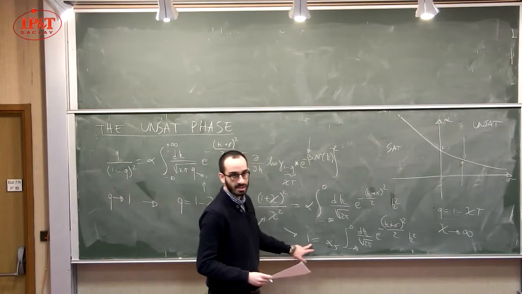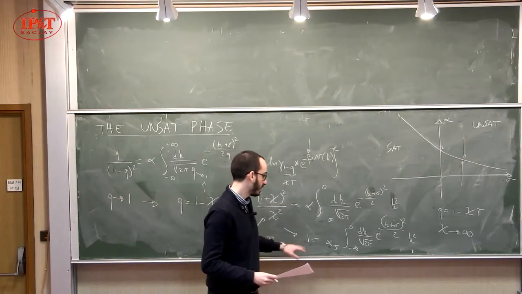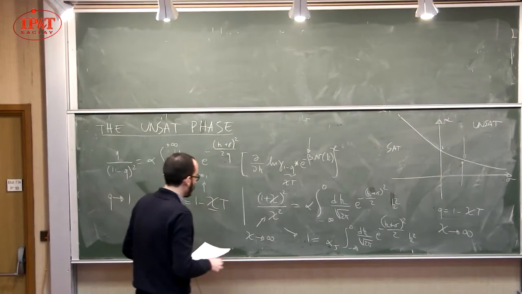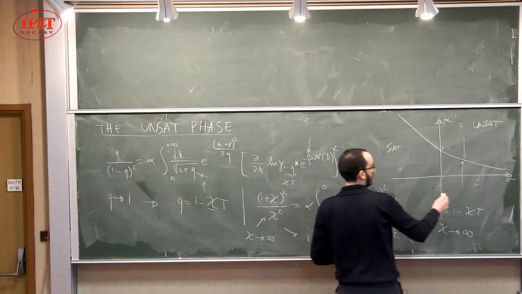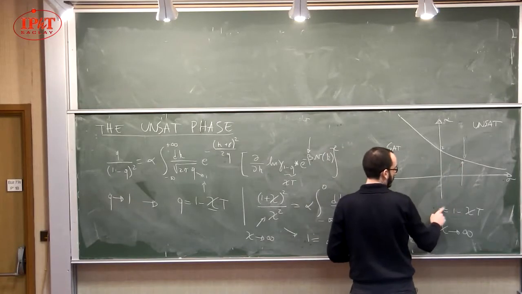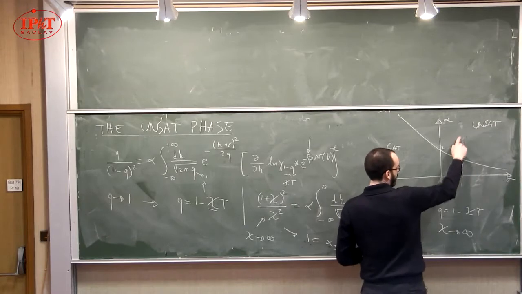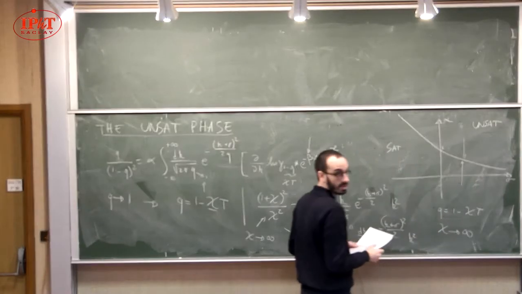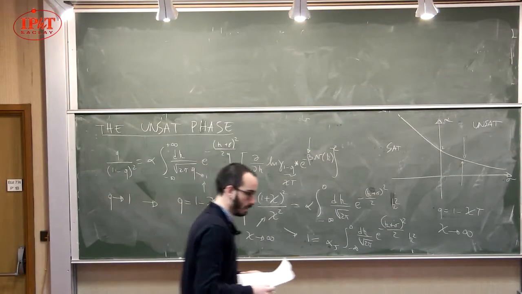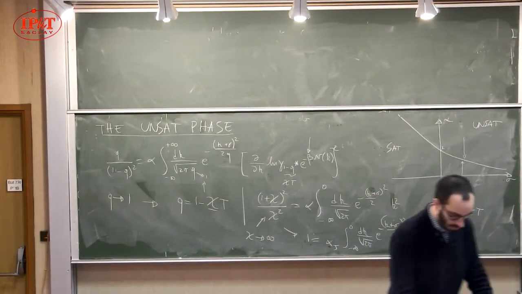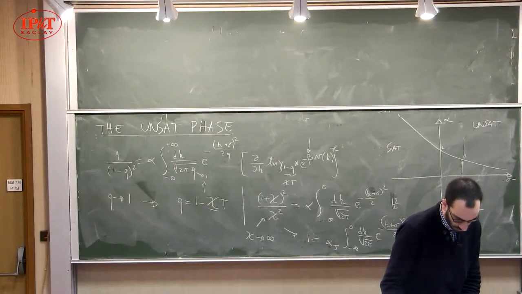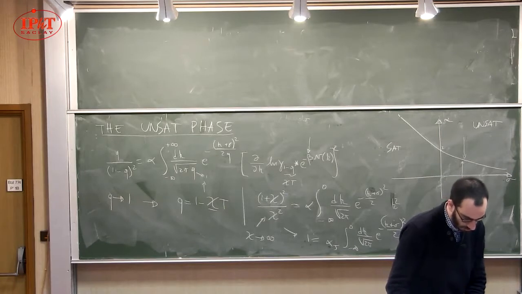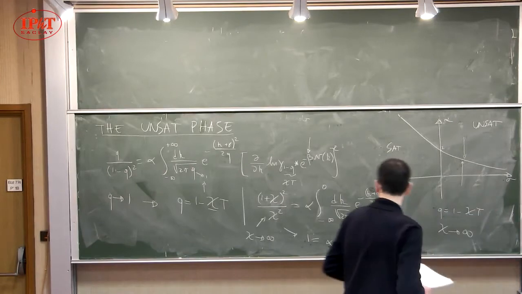And so this was exactly the same equation that we obtained last time. Okay. So there are two equivalent ways to obtain this Sat-Unsat threshold. Either you are in the Sat phase and you take the limit q to 1, or you are in the Unsat phase and you take the limit chi to infinity.